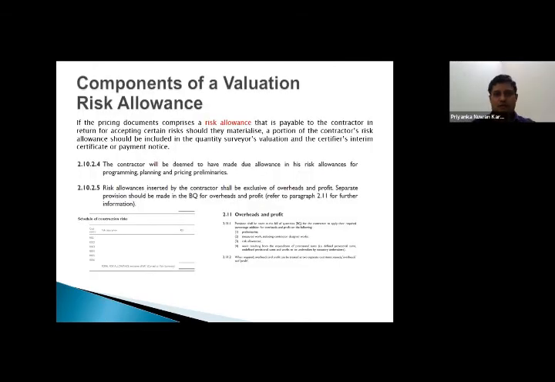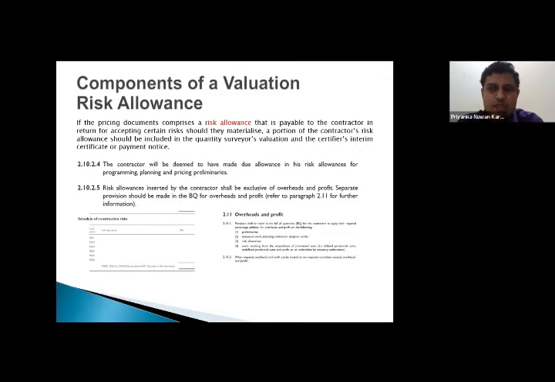Then we are going to go for, this is a very vast subject. I have just chosen one slide for this one. If you go through the NRM 2, the new RICS new rules of measurement 2, there are 6 places where you can find the word risk allowance. Out of these 6 places, 4 of them are pertaining to the BOQ, right? 2 of them are pertaining to the design stage of the work.